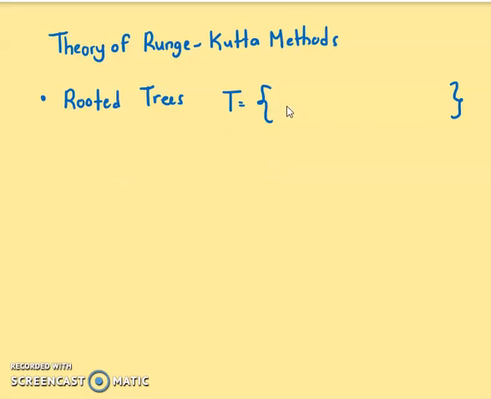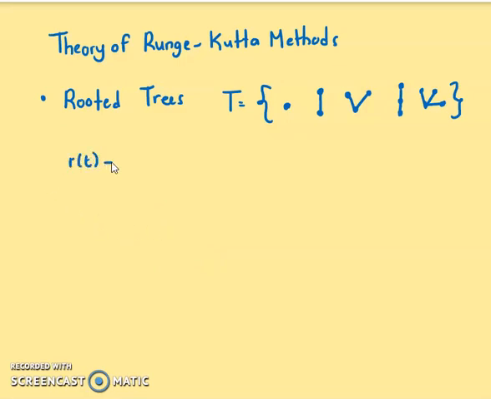Okay, for example, this is a rooted tree. This is a rooted tree. This is a rooted tree. And this is also a rooted tree. And many more. Okay? The order of the rooted tree is the number of vertices.